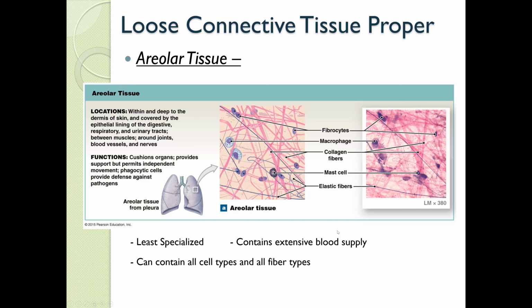It also contains a very extensive blood supply, and as a result, you will frequently find areolar tissue underneath most epithelial tissue. When we talked about the epithelial tissue, I kept reminding you that underneath it would be connective tissue, and specifically it's areolar tissue that you find underneath epithelial tissue. The areolar tissue is providing the blood supply and nutrients to those epithelial cells, which, if you remember, are avascular, meaning they do not have blood vessels.